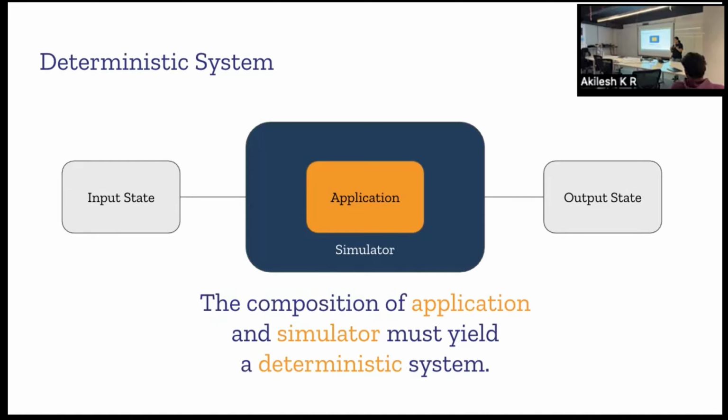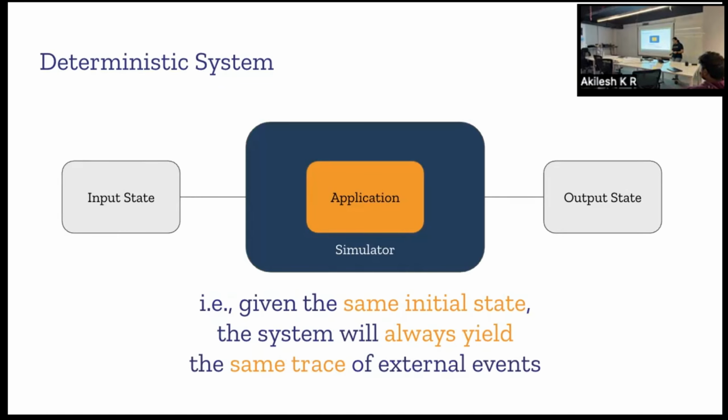For example, for deterministic simulation testing to work, the combination of this application and simulator has to be unique and deterministic, in the sense that I should be able to control the simulator in a way that for a given setting, it will always produce the same output for the same input. Right? So that's what makes it deterministic.